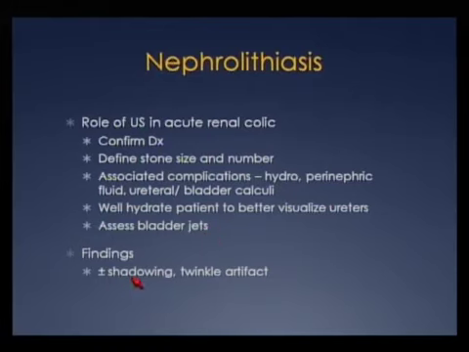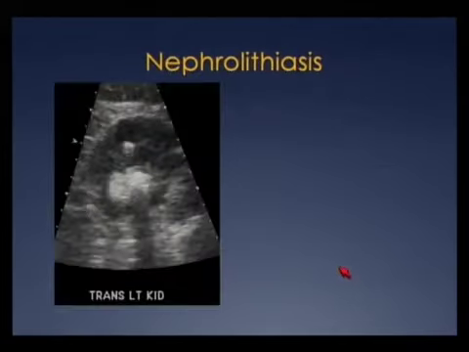Findings of stones. Stones are non-mobile, so usually fixed within the kidney, but they may or may not have shadowing depending on their size. And also we will see frequently twinkle artifact, like I mentioned before, the artifactual color flow that we get that's not vascular, not arterial or venous. And this can help us distinguish this from calcified vessels, which can mimic stones.